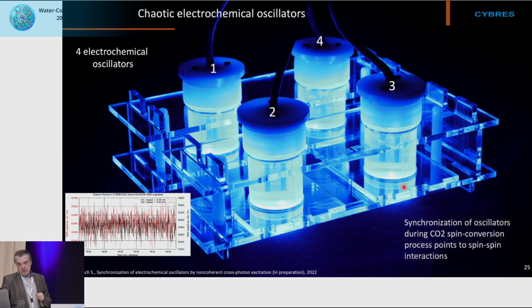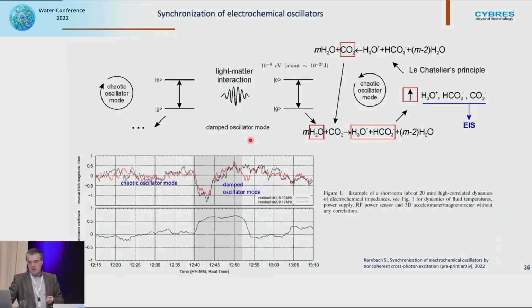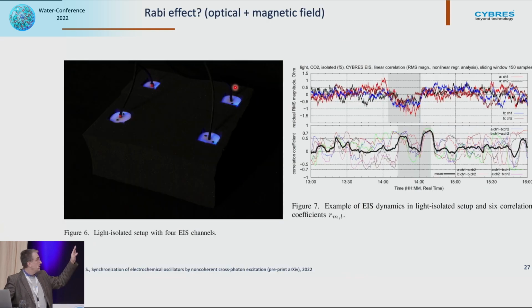Here we explore this, for instance, with different electrochemical oscillators. They oscillate, and if you have no sources of light or electromagnetic emission, they should not correlate. But we see a correlation between electrochemical oscillators. And the question is why? From the chemical point of view we know why, but what is behind this oscillator, we don't know. Even if we switch off the light, absolutely isolated, we still see a high correlation between electrochemical oscillators.